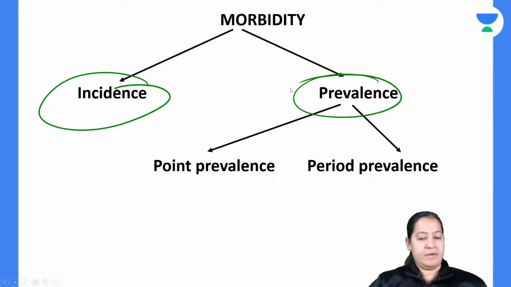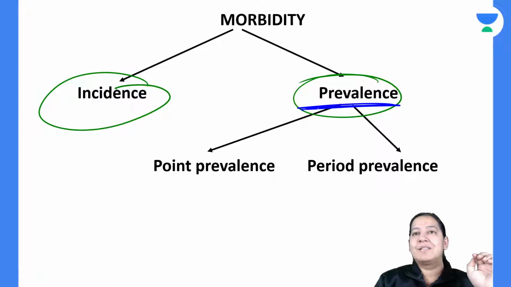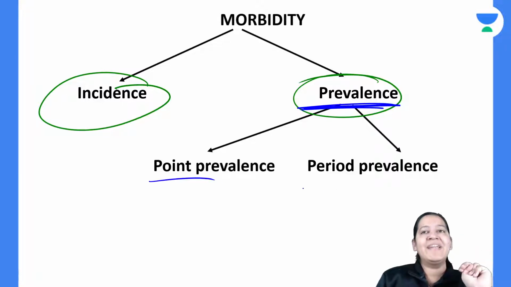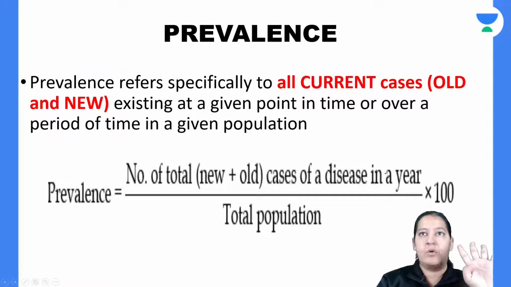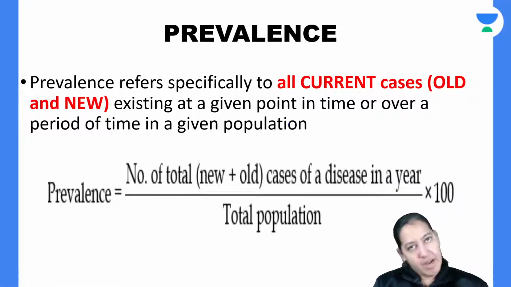Okay, done. So let me come on prevalence now. Prevalence is of two types, point and period. What do you mean by that? I will explain. So what is prevalence first? I will come on the types later on.